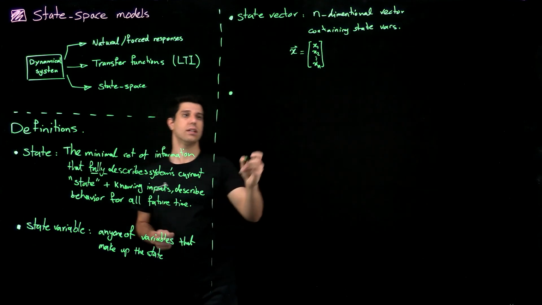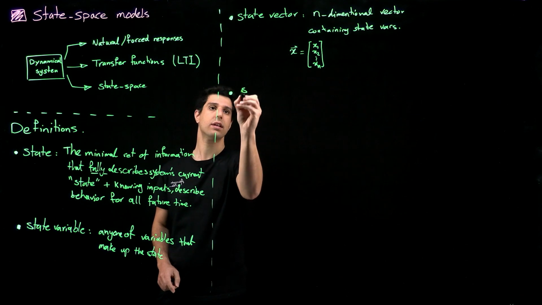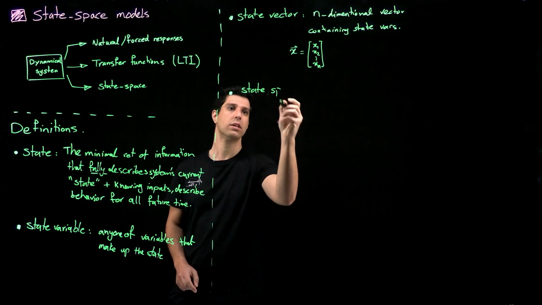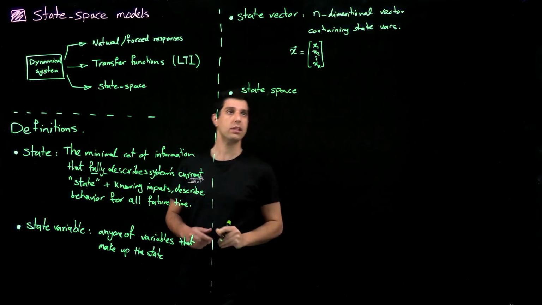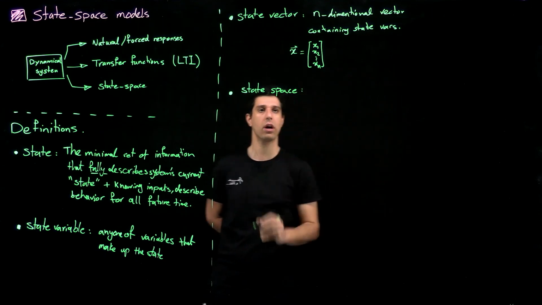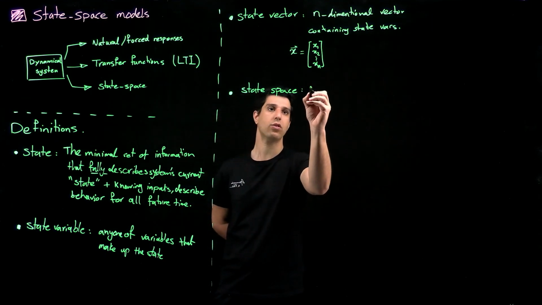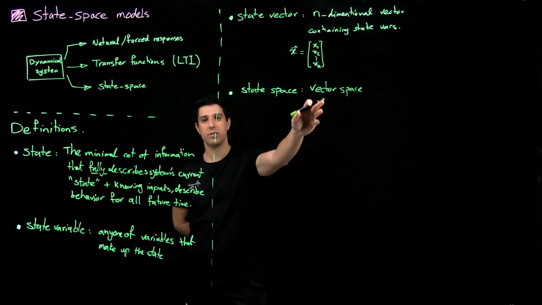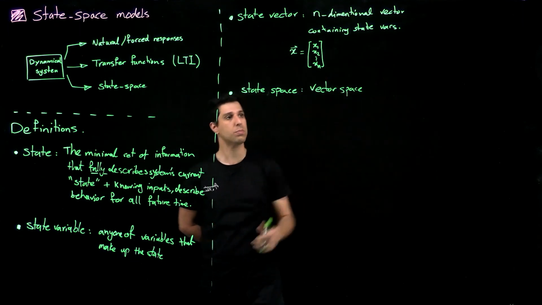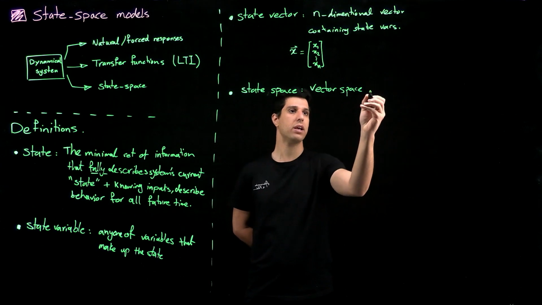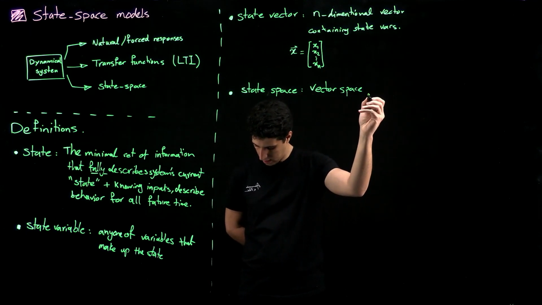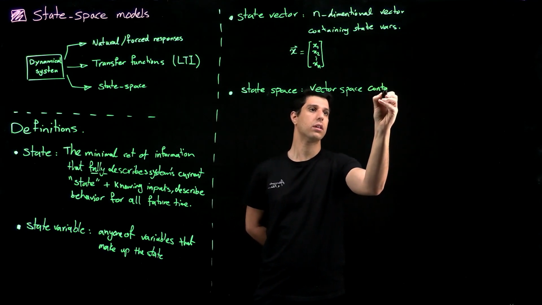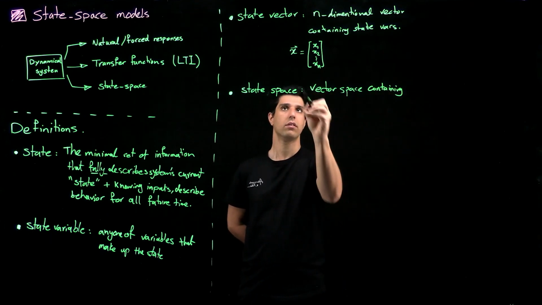Next step, state space. Again, this is a mathematical concept. It is a vector space. There are specific conditions for what is a vector space, but we don't get into that. A vector space containing these state vectors.